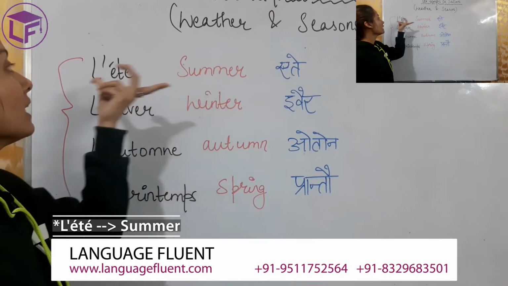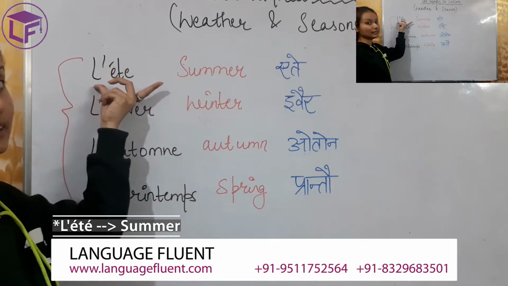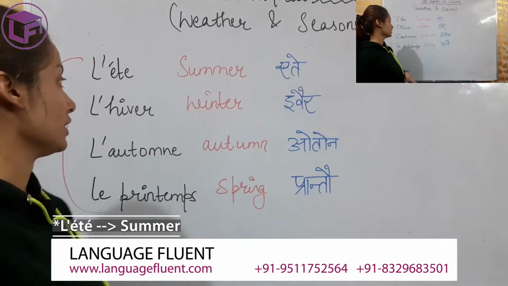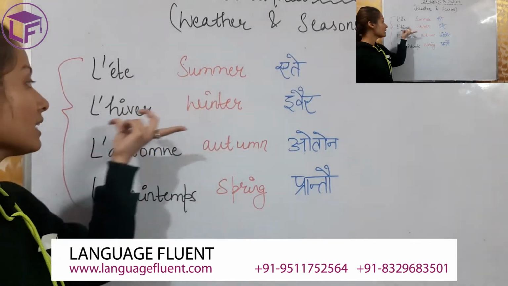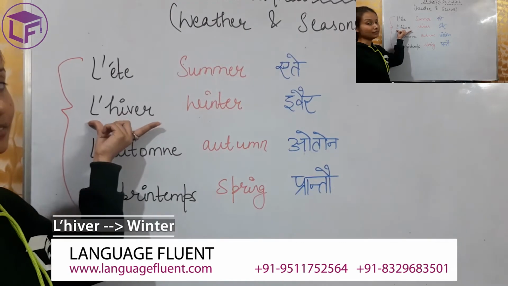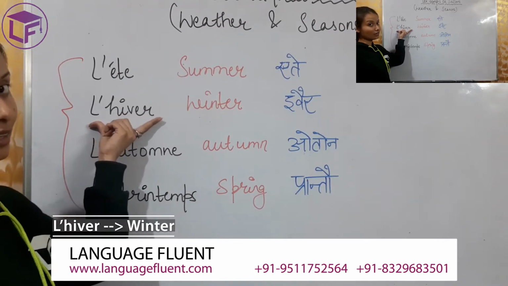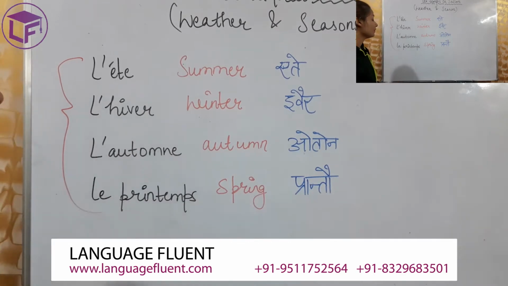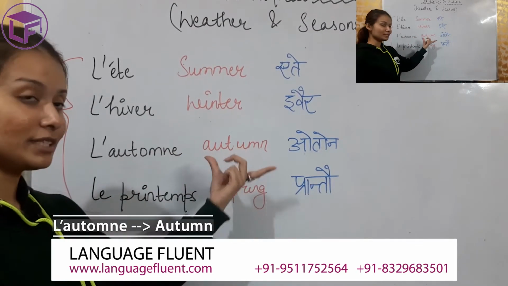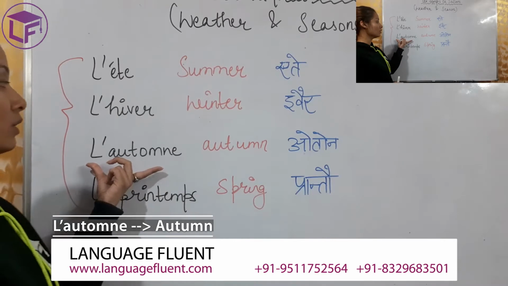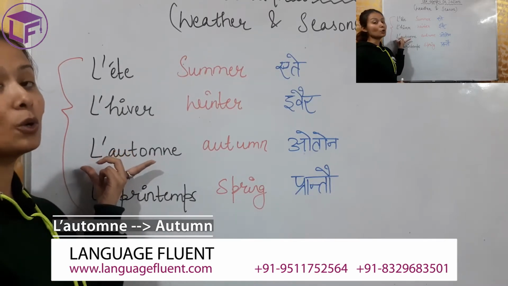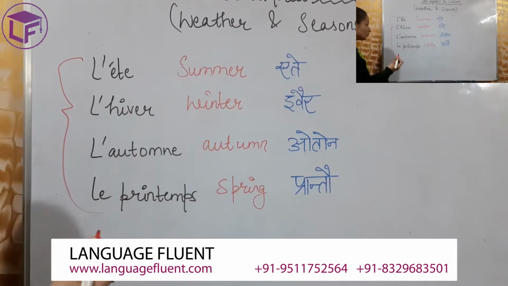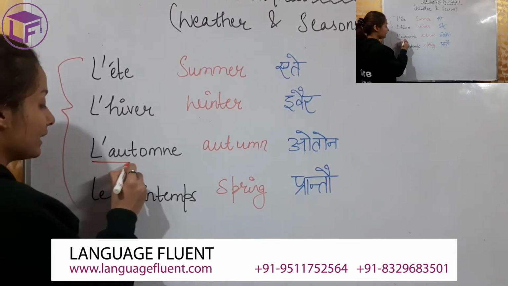Summer is called l'été. L'été is summer, and this is the Hindi pronunciation. Winter is called l'hiver. L'hiver is written here. And then we have autumn. Autumn is called l'automne. L'automne. You can learn it by breaking it down.